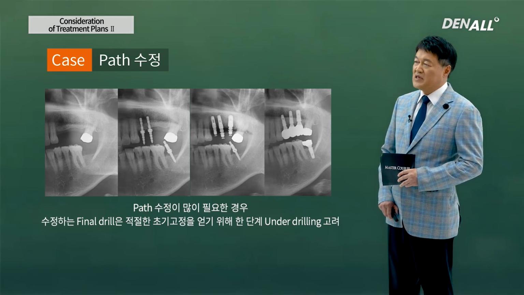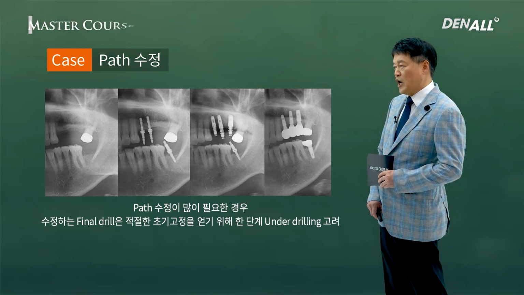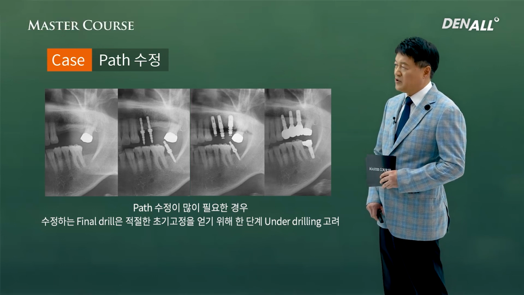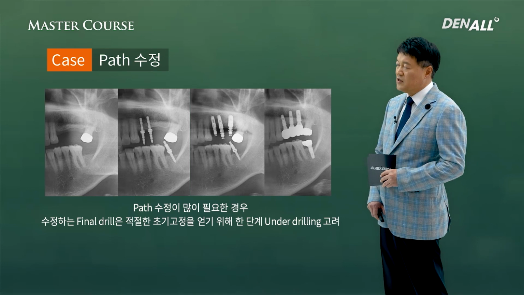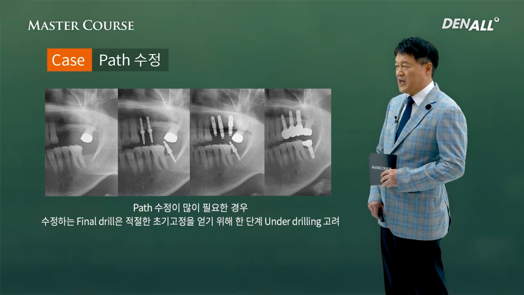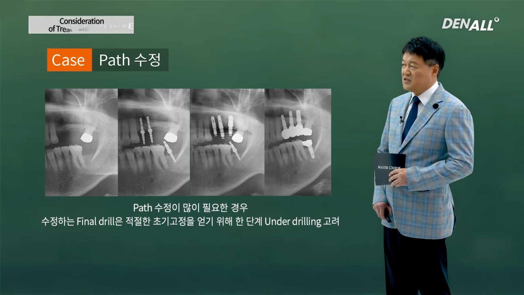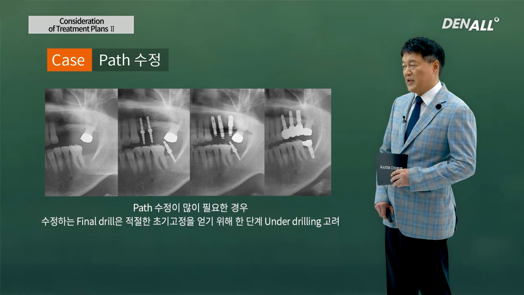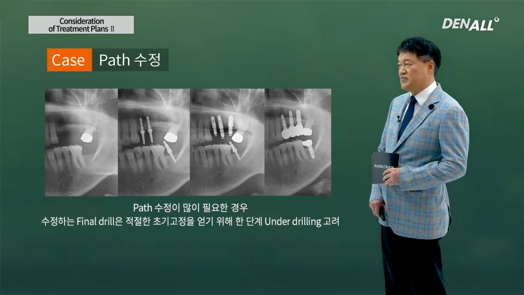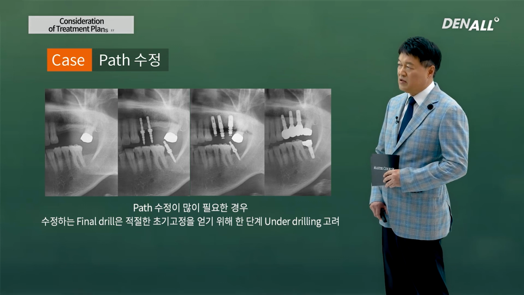This is another case. Once the implant is placed, the implant in the center needs to be changed. The direction needs to be changed. You need to pay attention to this. If you want to alter the direction, you need to remove it and do side cutting. Use a drill with a knife on its side and then place the implant.